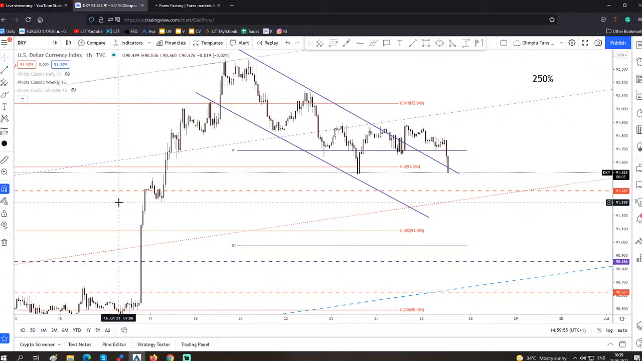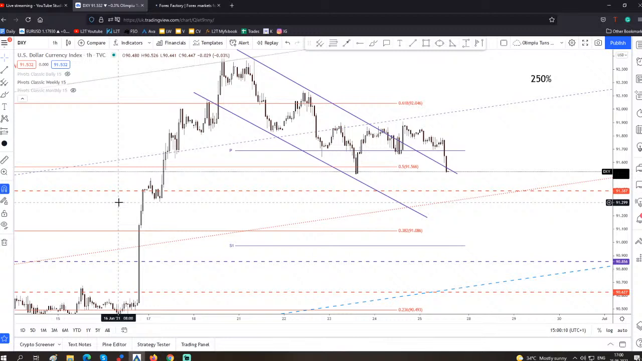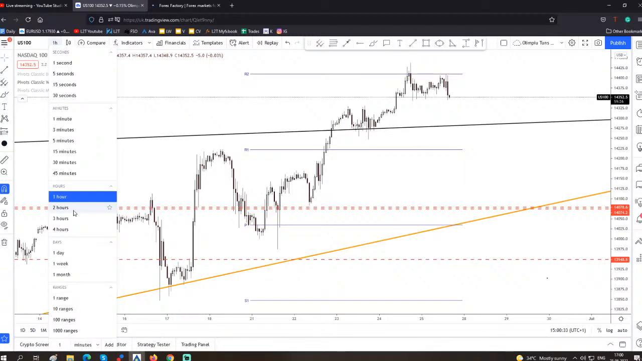I've talked about the Nasdaq, about the US 100 earlier. I will take a look again. Let's take a look again. I've told you that this one is strongly bullish. One moment. US 100. It seems to break out.